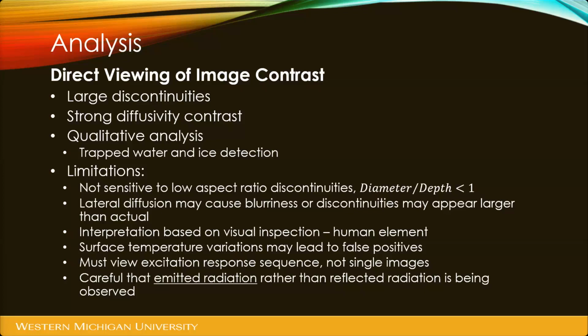There's a human element, open to human interpretation. Temperature variations or variations in reflectivity, the opposite of emissivity, can cause false positives. And you have to view it over time. So oftentimes you want to take images over a period of time. The other thing too is you want to be careful that emitted radiation rather than reflected radiation is being observed. And I'll show you what I mean.